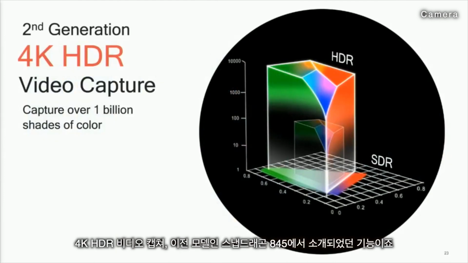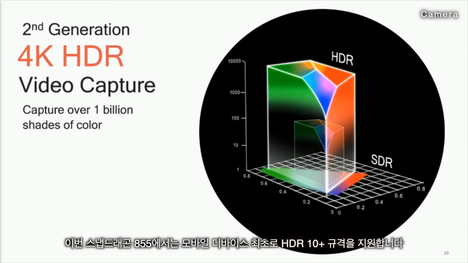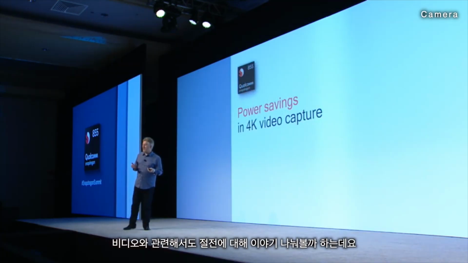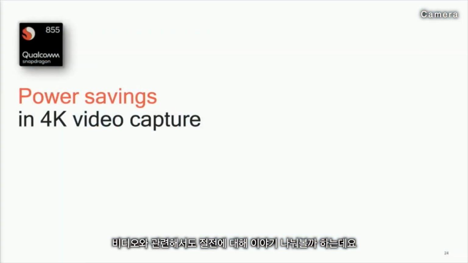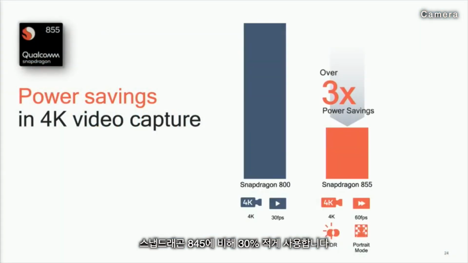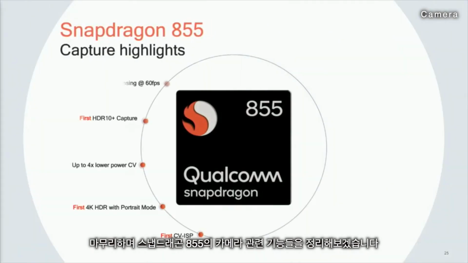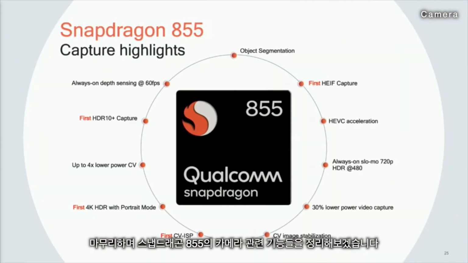Talking about video, 4K HDR capture. We introduced this in 845. For the first time on a mobile device, we'll be supporting HDR10+. I'd also like to talk about power savings in 4K video capture as well. Previous generation on 845 were 30% lower power for this use case than 845. So in closing, here's all the features on the Snapdragon Spectra 380 ISP. You won't believe it's from a smartphone device. It's really amazing.